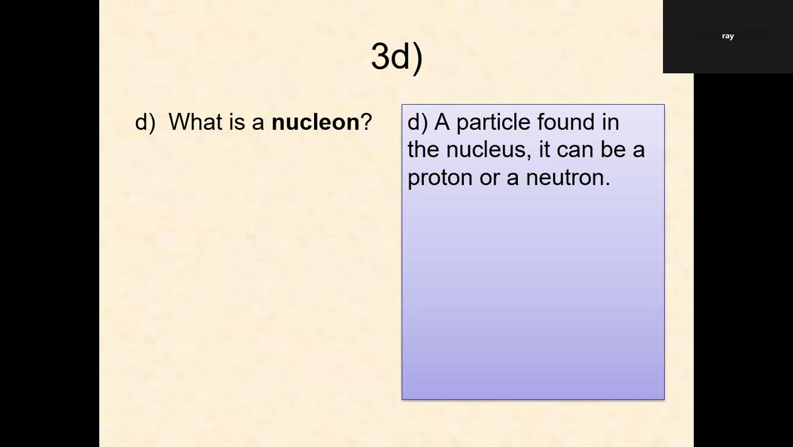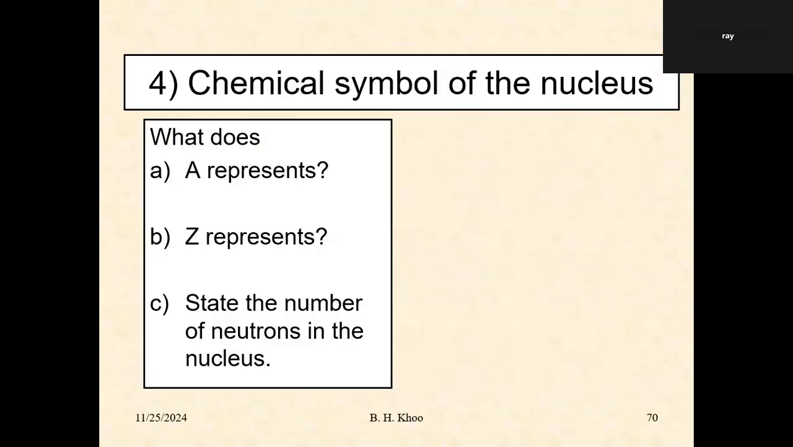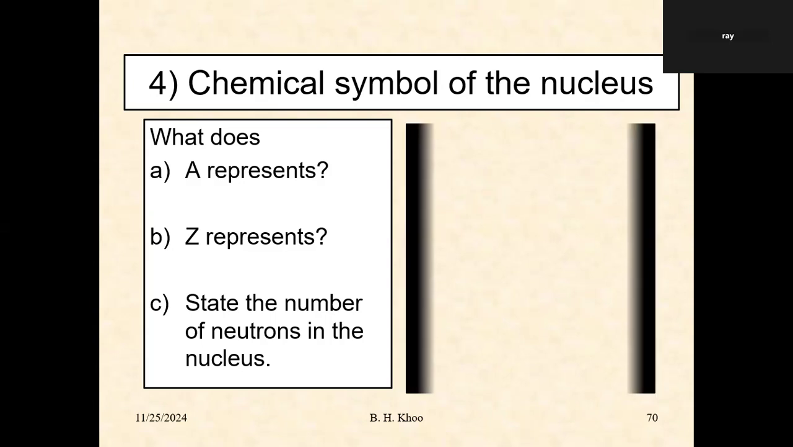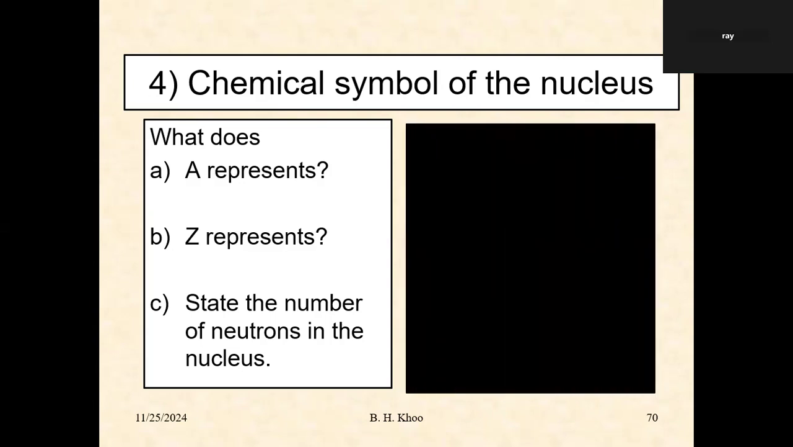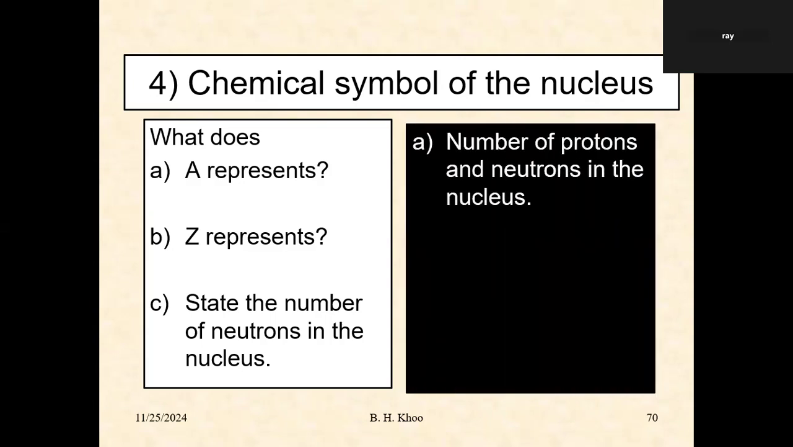Nucleon: a particle found in a nucleus, so it can be a proton or a neutron. Now, the chemical symbol of a nucleus. What does A represent? The number of nucleons, the mass number, which is the number of protons and neutrons in the nucleus.